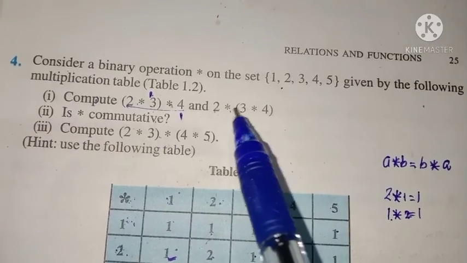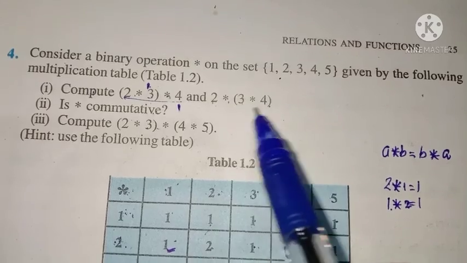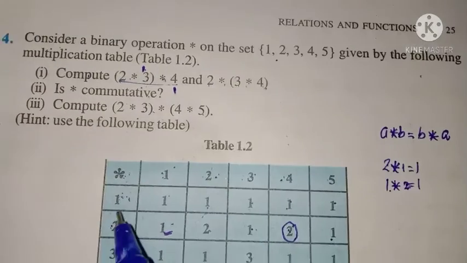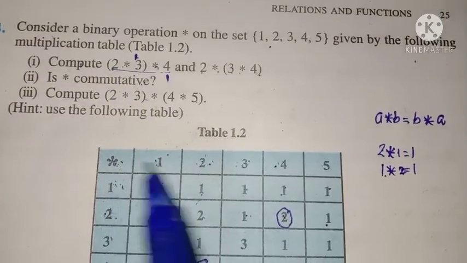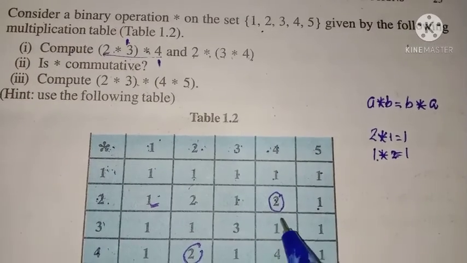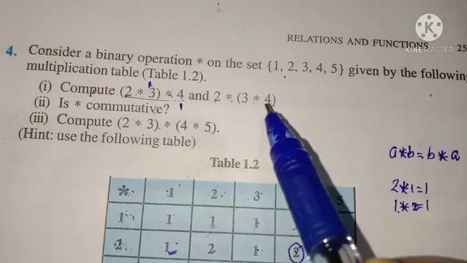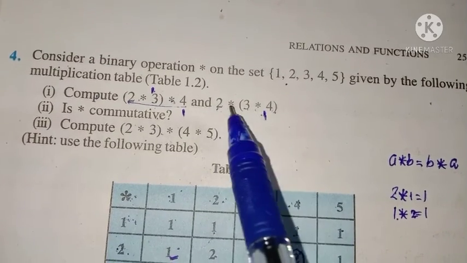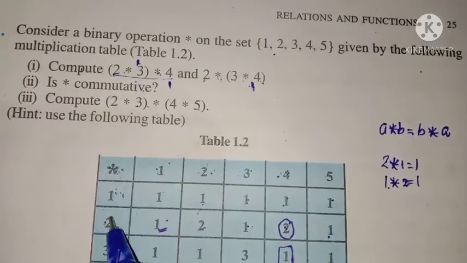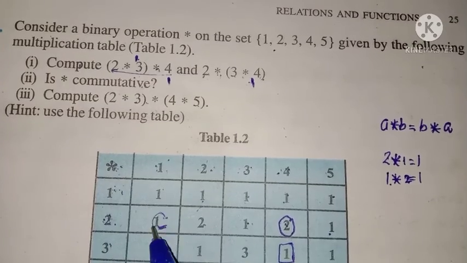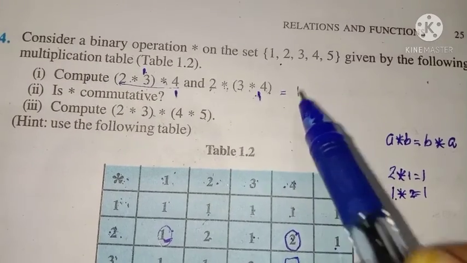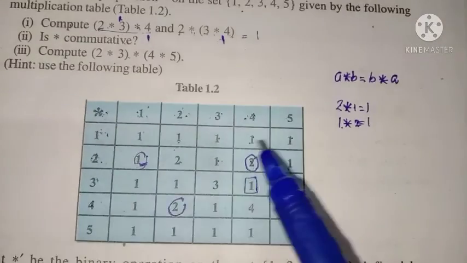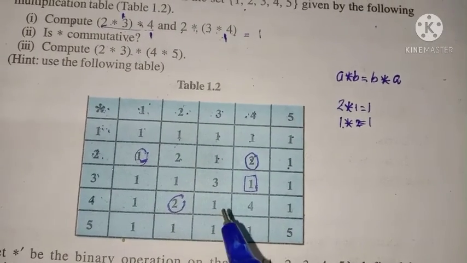Now 2 star (3 star 4). First we have to see what is 3 star 4. 3 star 4, answer is 1. Okay, this is 1. Now find 2 star 1. 2 star 1 gives 1. So the answer is 1. Okay, anyway this table is known as an operation table.